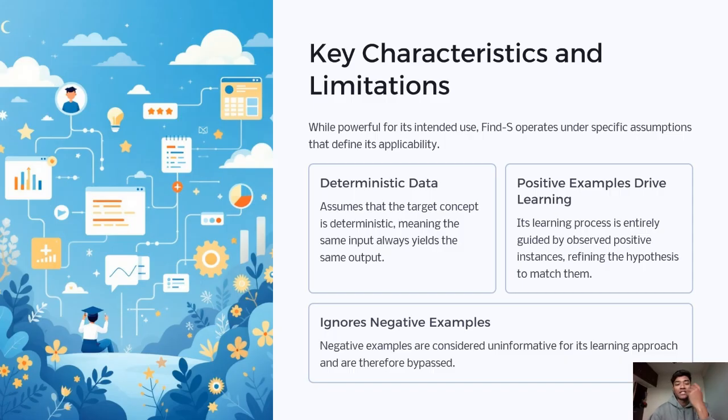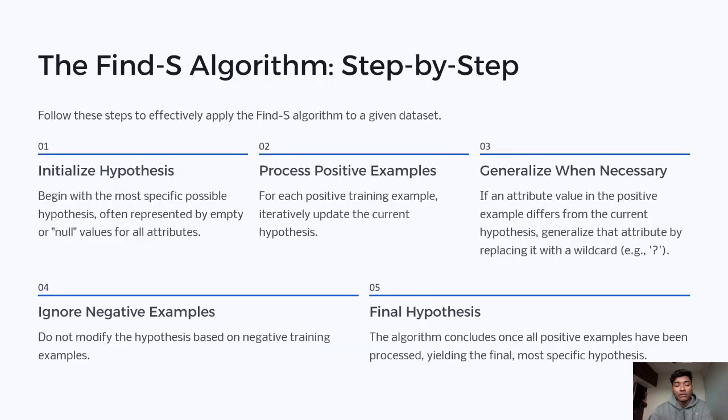Now, the steps of the Find-S algorithm. Here's how the algorithm works step by step. Start with the most specific hypothesis, basically as narrow as possible. For every positive example, compare it with the current hypothesis. Whenever something doesn't match, generalize the attribute by replacing it with a question mark. Ignore negative examples completely. Once all positive examples are processed, the remaining hypothesis is the final answer. Very straightforward, and that's why it's often used to teach the basics of concept learning.